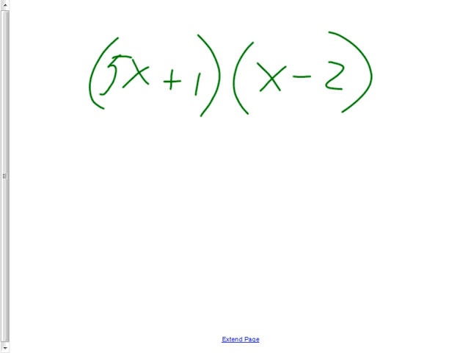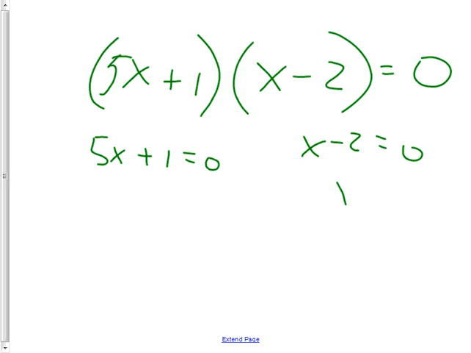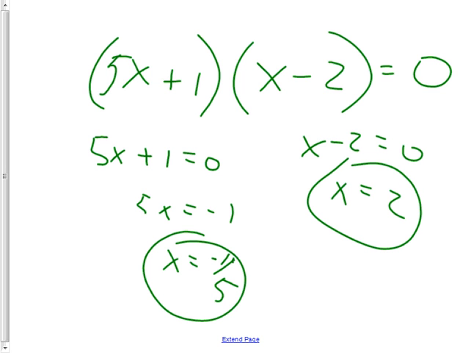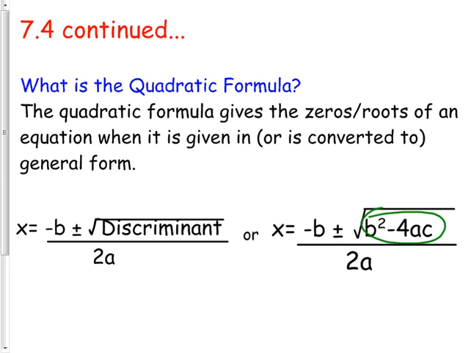Solving with factoring sometimes works. Say it comes out to 5x plus 1 and x minus 2. You can set this part equal to 0 and that part equal to 0, and x equals 2. And on this one, 5x equals negative 1, so x equals negative 1/5. The point is you can get your answers with factoring too, but what if it won't factor? Then the only way that always works is the quadratic formula. That's why it's so huge, because it will work for everything.